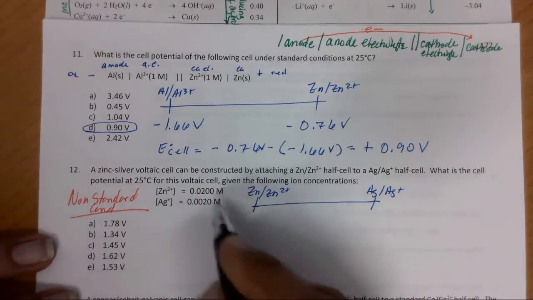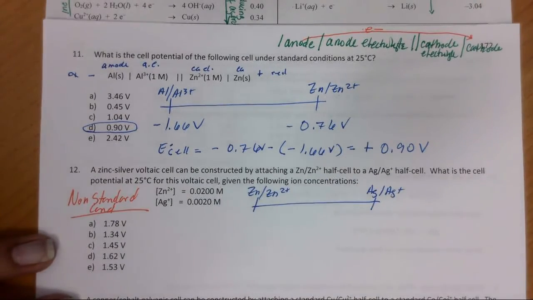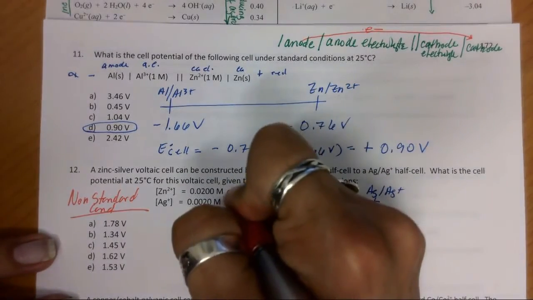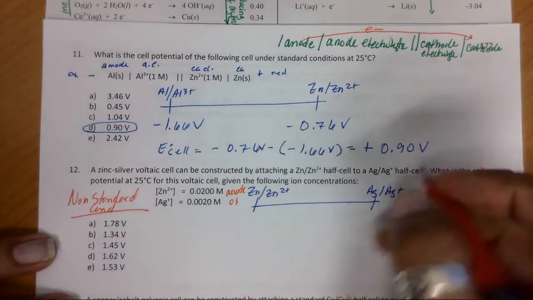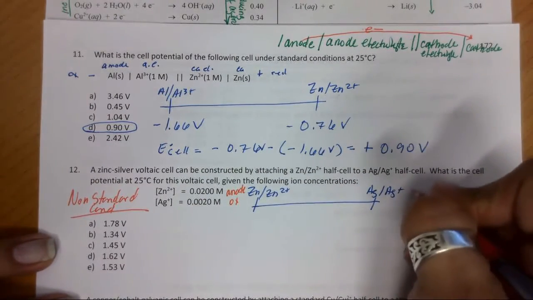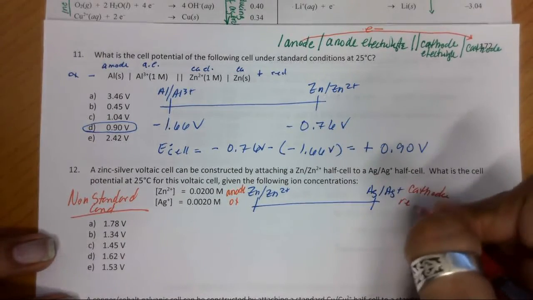All right, so we've got non-standard conditions. Got our number line set up. We know what's happening here. This is our anode, and oxidation. Keep those vowels together, AO, and keep the consonants together. We've got a cathode, and what happens at the cathode? Reduction, CR, reduction.